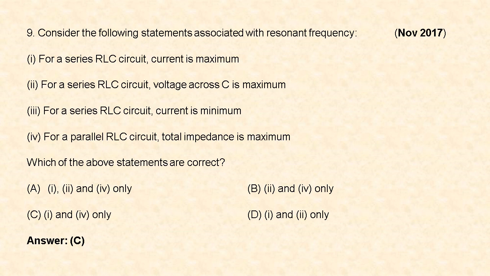Here, for a series RLC circuit, current is maximum, which is correct, and also for a parallel RLC circuit, the total impedance is maximum, so the fourth is correct. So option C is correct, that is, 1 and 4 only are correct.